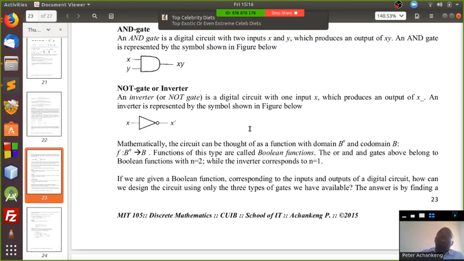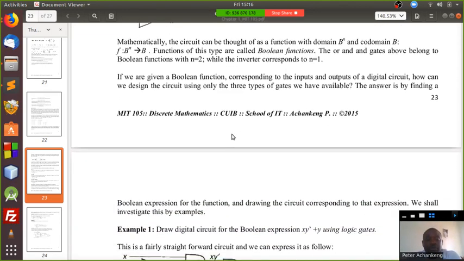Now please, these symbols are just representations. If you're going to the market to buy a NOT gate or an inverter, don't expect to see it having that shape. If you went to the market to buy an AND gate, don't think you will find something that looks like this. They're just symbols to say, if you want to represent an AND gate, this is how you draw it. All right, so those are the symbols.